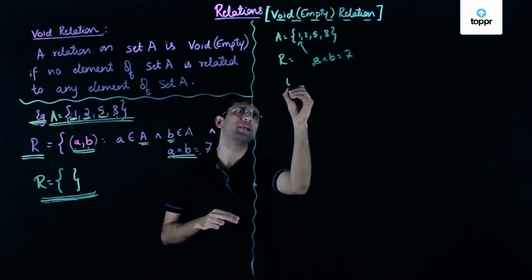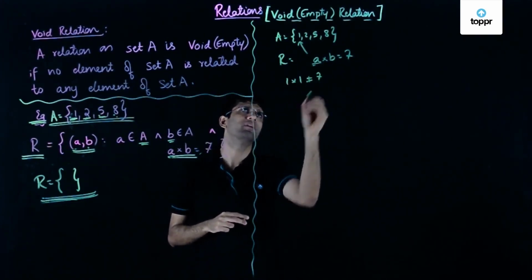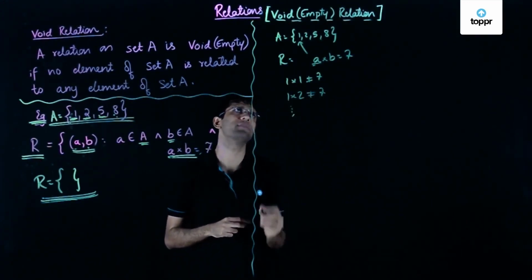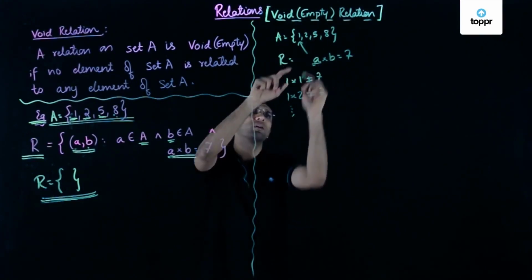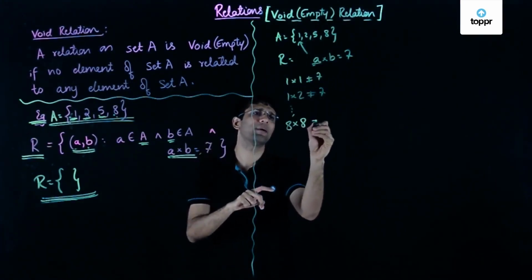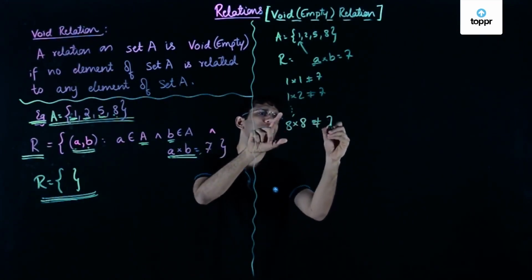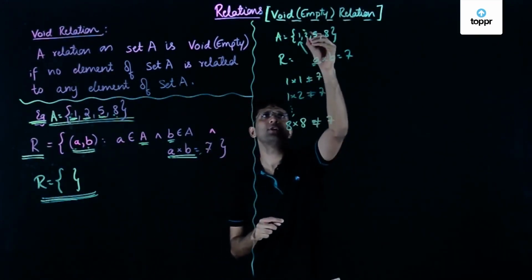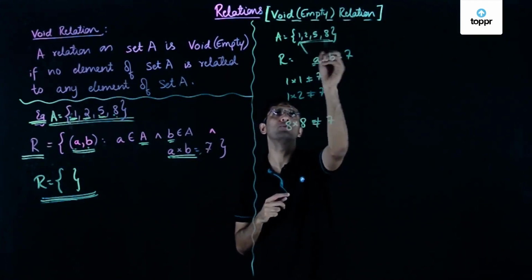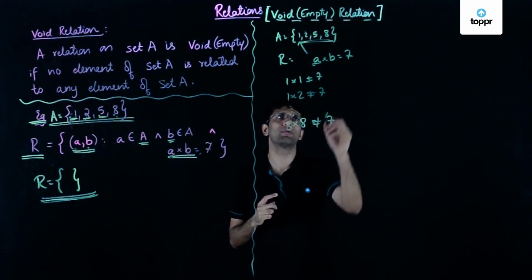So if we write 1 into 1, we will not get a 7. Likewise, if we write 1 into 2, we will again not get a 7, and continuing in this manner, you will combine any two elements of this set with itself. And so finally coming to 8 into 8, it will again not be equal to 7. So regardless of whichever two numbers you take out of these 4, you will realize that the product of no two numbers out of these 4 can be equal to 7.